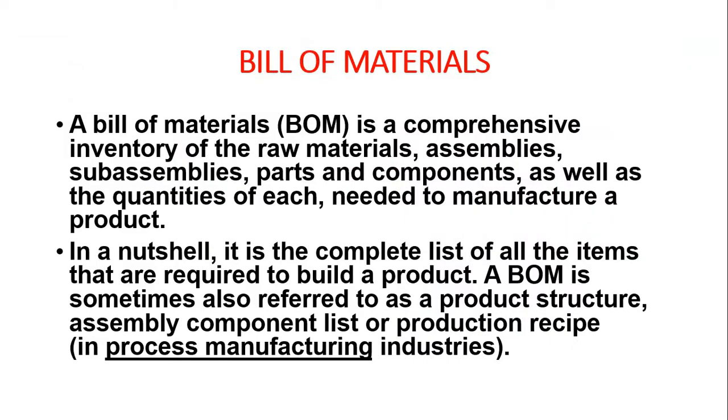Bill of material. A bill of material is a comprehensive inventory of the raw materials, assemblies, sub-assemblies, parts and components, as well as the quantities of each needed to manufacture a product. In a nutshell, it is the complete list of all the items that are required to build a product. A BOM is sometimes also referred to as a product structure, assembly component list, or production recipe in process manufacturing industries.